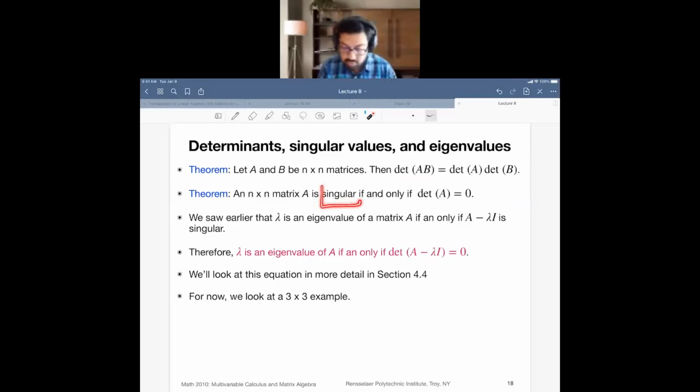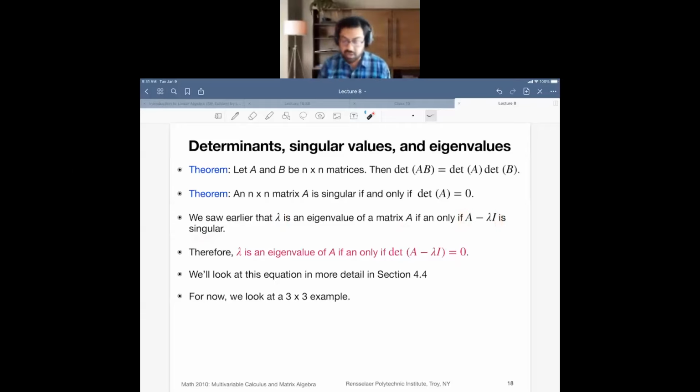If it is singular, then you know that the determinant of that matrix has to be zero. It is an if and only if condition. So if A is singular, then the determinant of A is zero. It's not invertible. Now, what we saw earlier is that lambda is an eigenvalue of the matrix A if and only if A minus lambda I is singular.